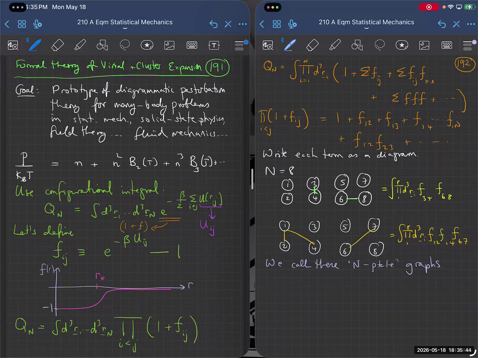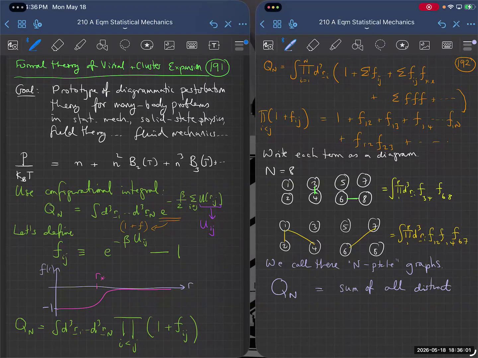Okay, so then we have a result. If you look at what Q is, then Q is just the sum of all distinct n-particle graphs. So that means here's my job. If I want to compute the configurational integral, I have to first of all write down every single possible graph that is allowed by graph theory, and then I have to turn that into an integral and then do the integral.